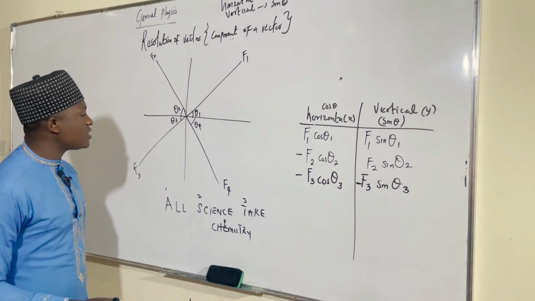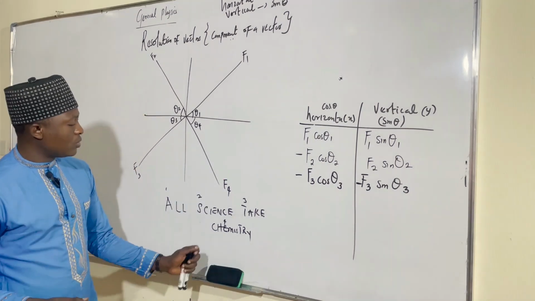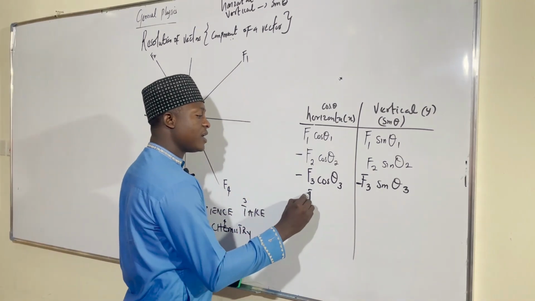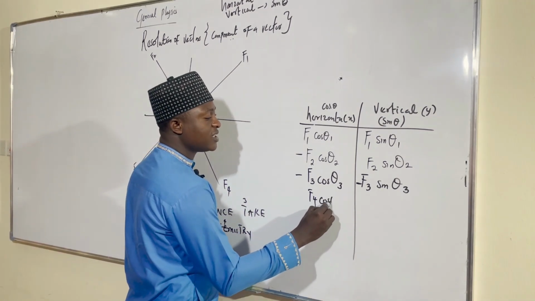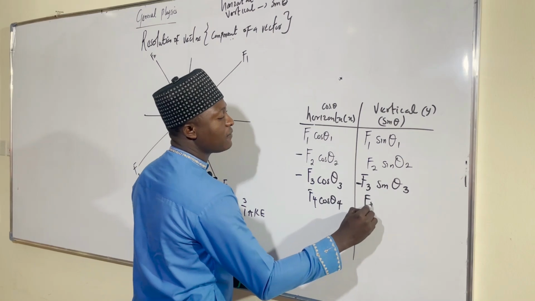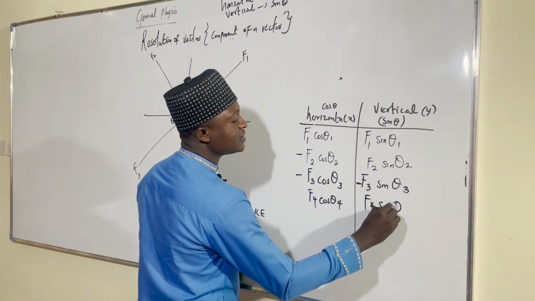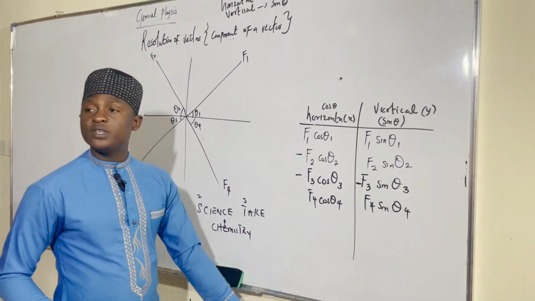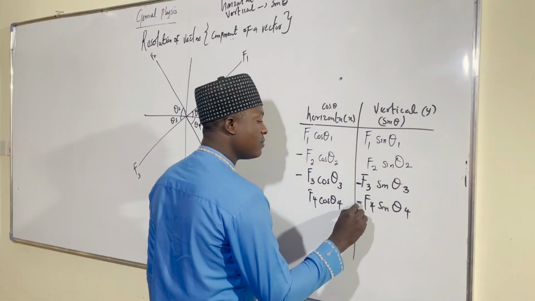So now, let me check the last quadrant. Under the last quadrant, only cos is positive. So here we have f4 cos theta 4. Here too we have f4 sine theta 4. But in this quadrant, cos is positive and sine must be negative. So I'll just put the minus here.